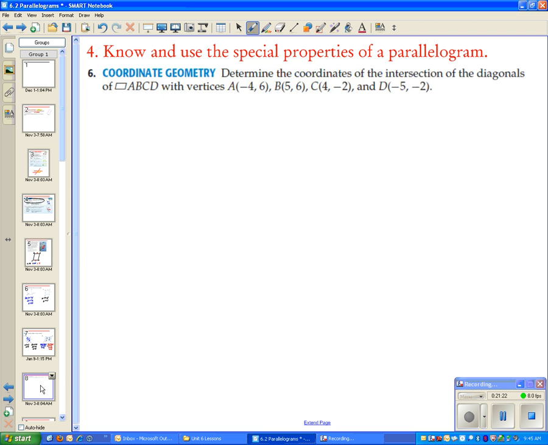Now I've got this problem. So I've decided that the way to work this is to find the midpoint of one of the diagonals. How do I know what segment makes a diagonal without drawing this out? I mean, I can draw it out and figure it out, okay? But without drawing it out, how do I know what segment is a diagonal and what segment is a side?